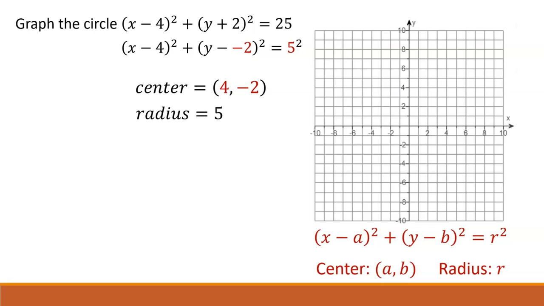Now here's how we use that information to graph. First, we'll graph the center of the circle at (4, -2). That's not part of the circle, but it will help us find some points that are on the circle. Because the radius is 5, we can go up 5, to the right 5, down 5, and to the left 5 of the center to find 4 points on the circle. And once we've got that, the circle is easy to graph.